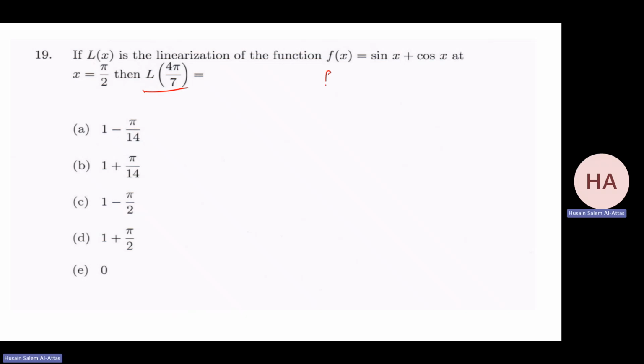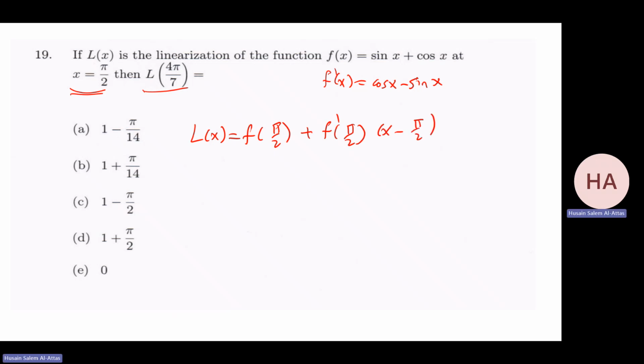Who cares? f prime will be what? Cosine x minus sine x. This is my a. So L of x will be f of pi over 2 plus f prime of pi over 2, x minus pi over 2. Okay. That will be L of x. f of pi over 2, substitute here: sine pi over 2 is 1 plus 0, that will be 1. Here, cosine pi over 2 is 0, that will be minus x minus pi over 2.